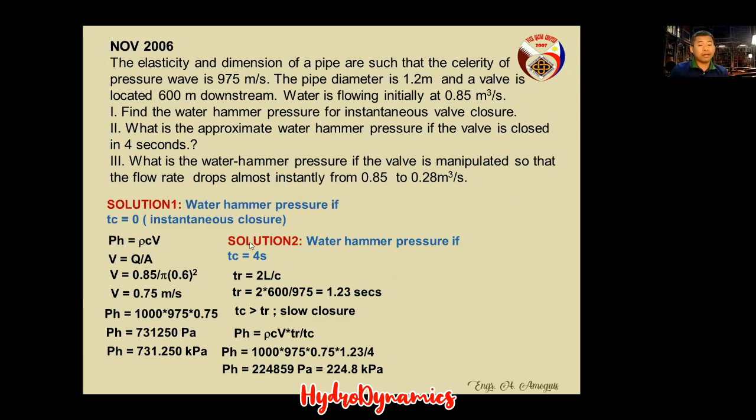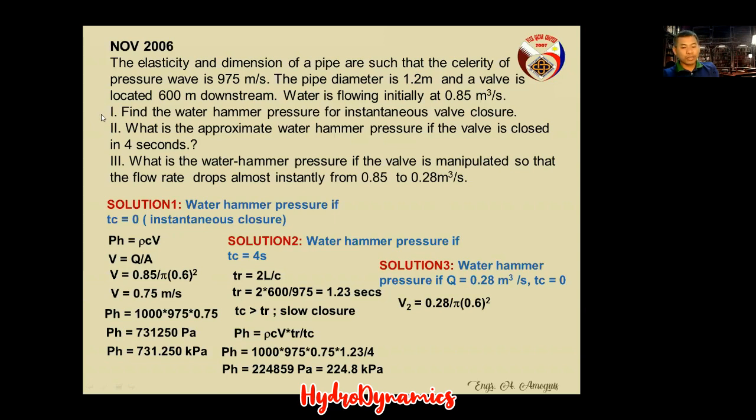What is the water hammer pressure if the valve is manipulated so that the flow drops almost instantly from 0.85 to 0.28? This one has some magic. So what do we do? The time of closure is 0, instantly. The drop itself is not specified, so closure is 0, and what changes is the velocity. V2 is 0.28 over area, and therefore 0.25. It is still just rho C V. So the change of velocity is from 0.75 to 0.5.